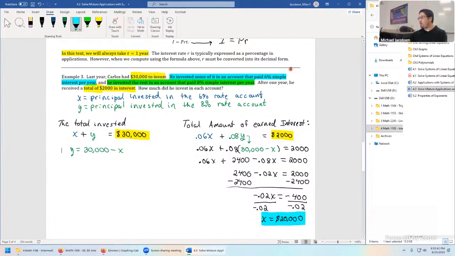Seems kind of weird. You might wonder why put more money in the account earning less, but maybe it's just for the sake of stability. Maybe the higher percent simple interest is a volatile account. Maybe this is in the stock market, maybe not with simple interest, but that would be a danger if it really was in the stock market to not put so much money in the higher interest, more volatile account. But we now know somehow by reverse engineering, same process as example 2, Carlos invested $20,000 in the 6% rate account. Any questions on getting through the equation side of this one?